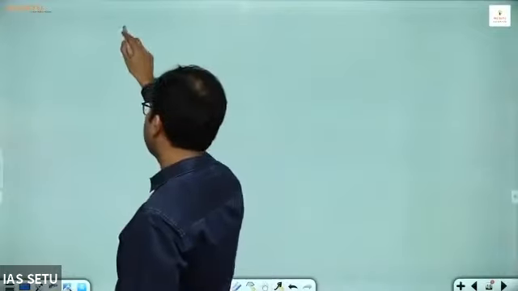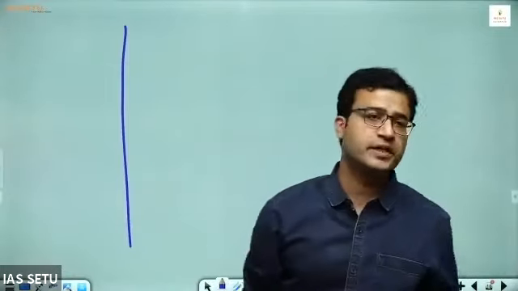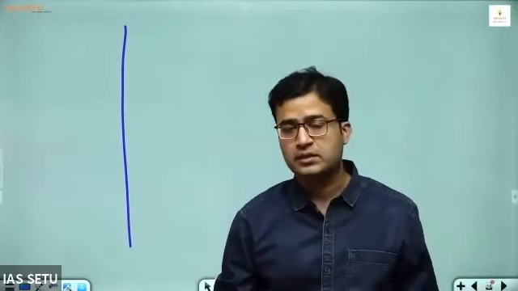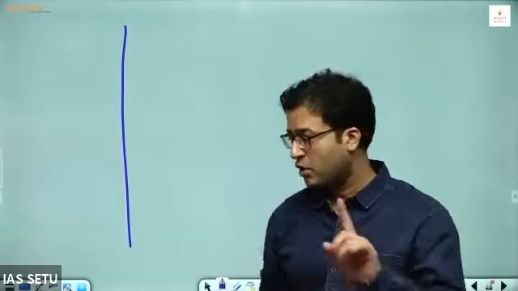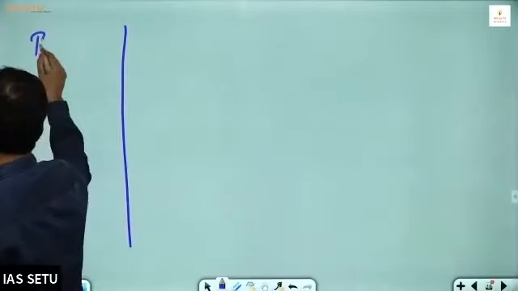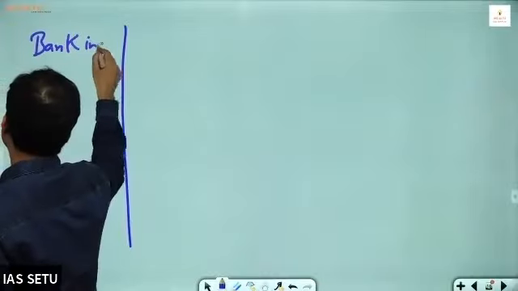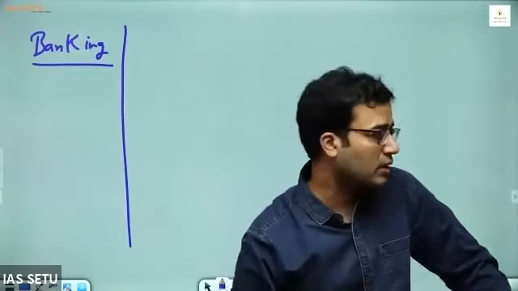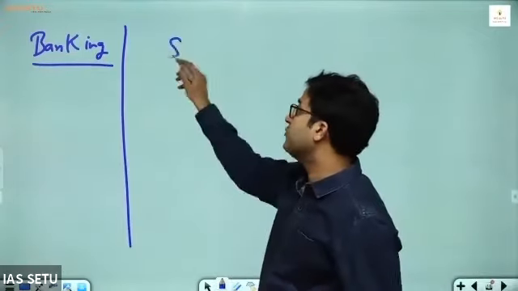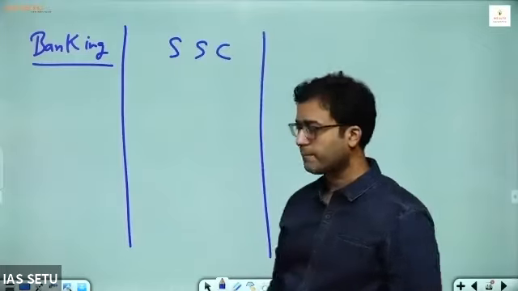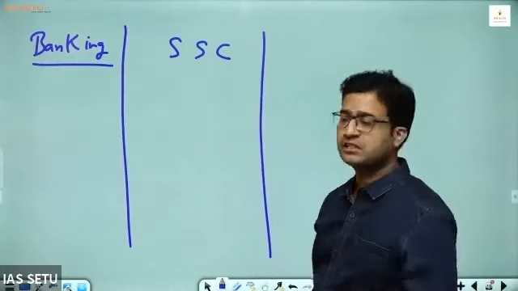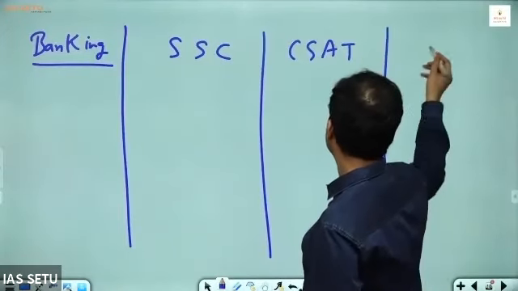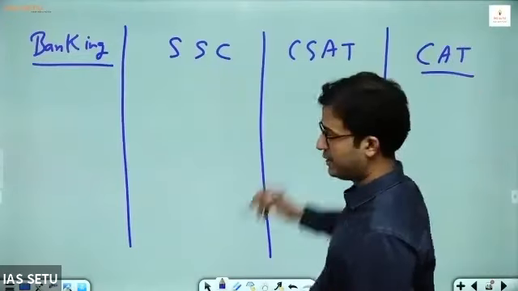Now we have aptitude exam. In every competitive exam, there is aptitude. But here the style, pattern, and question level are different. One is for banking exam, where we have bank PO and the bank clerk. Second is for SSC exam. Third is your civil services, especially CSAT. And the fourth one is your private sector thing, CAT.